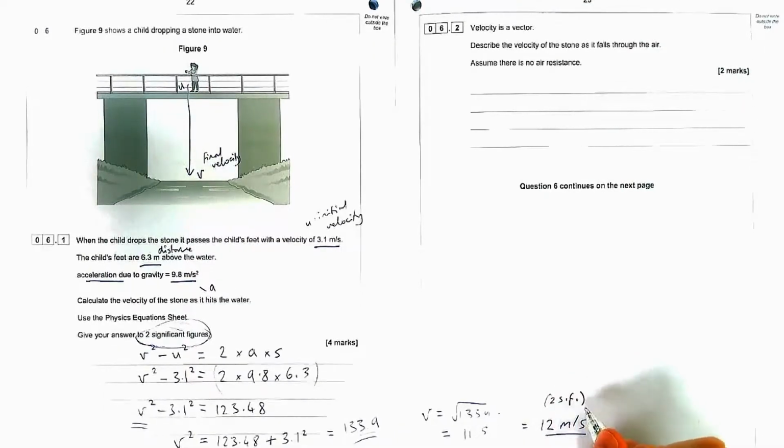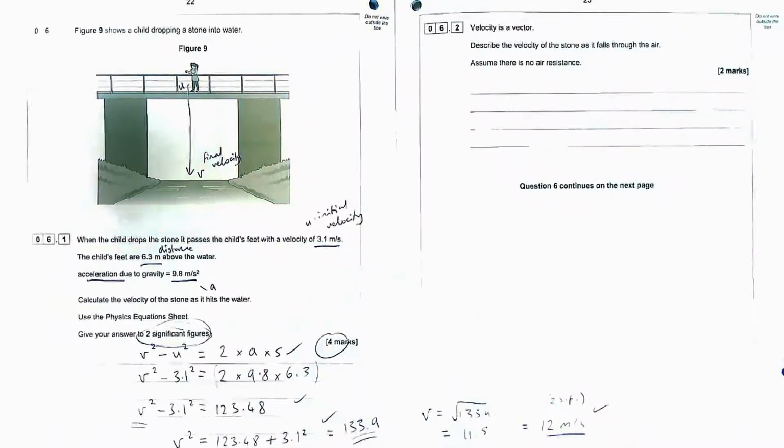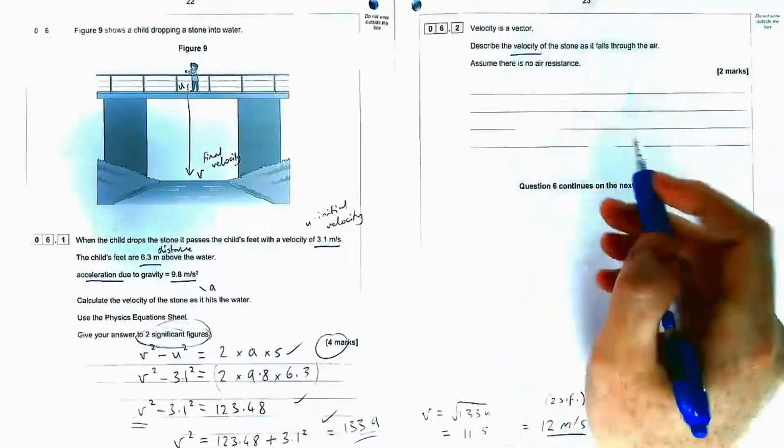Now, over the page it says, moving away from the maths, velocity is a vector. Describe the velocity of the stone as it falls through the air. Note it's a describe question, not an explain question. So the velocity is made up of speed and direction, basically. So speed with a direction. So we need to talk about both those things. It even gives us a clue there by saying it's a vector.